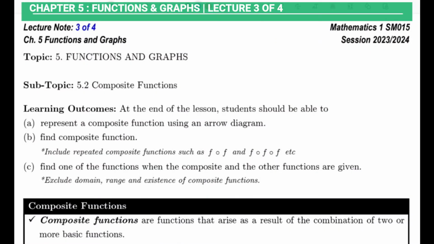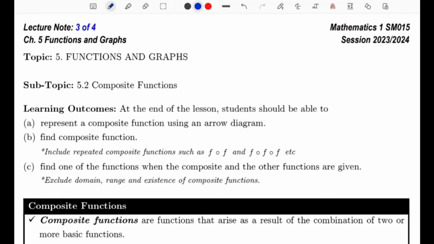Lecture 3 of 4, subtopic 5.2, composite functions. Learning outcomes. At the end of the lesson, students should be able to represent a composite function by using an arrow diagram. Students should be able to find the composite function and also find one of the functions when the composite and the other function are given.